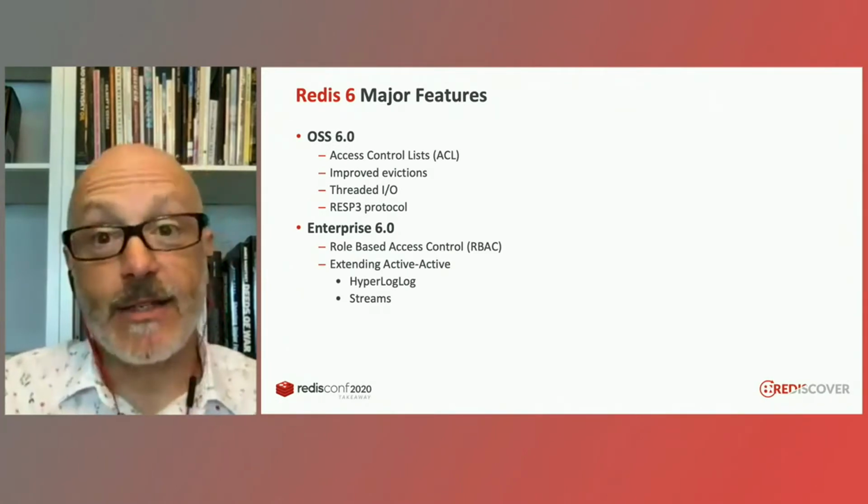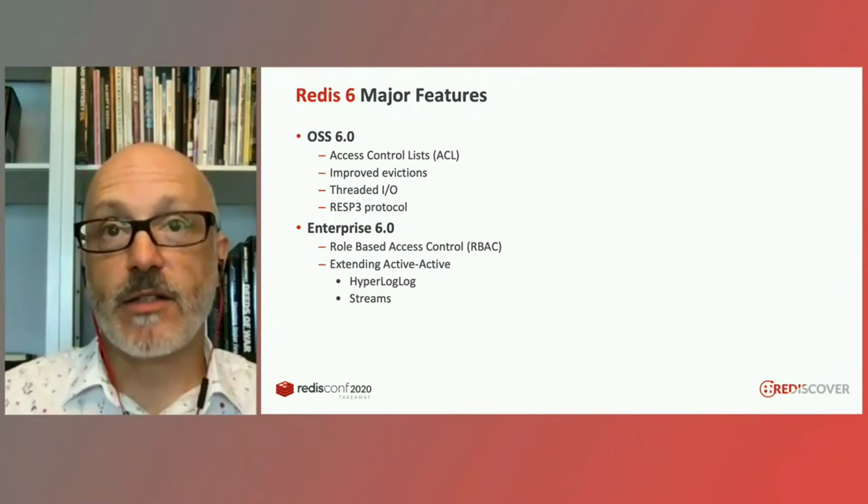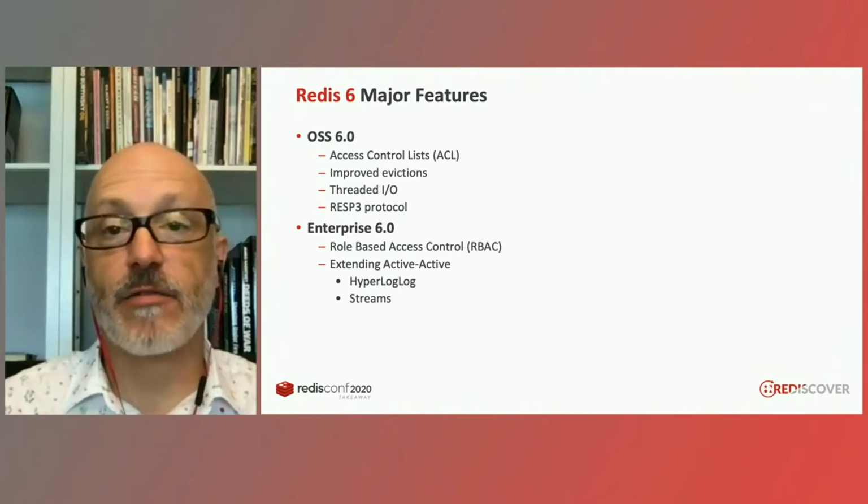Layered on top of that is Redis Enterprise. And so we've been actively working to add in those additional functionalities that enterprises are craving. We've taken access control lists and we're adding a layer above that to do role-based access control. And so this just allows simplified administration at scale. We've also been extending our Active-Active technology to incorporate HyperLogLog and streams. And so we're going to talk about a couple of these things as we go through these slides.